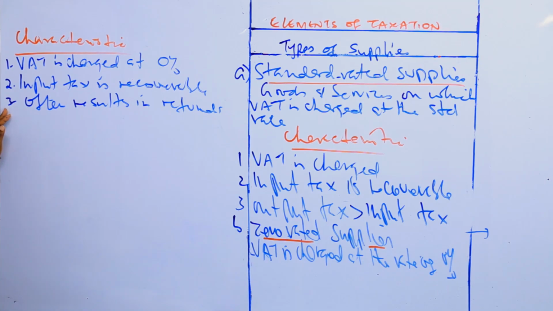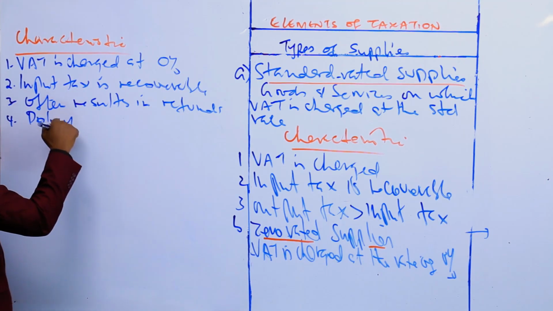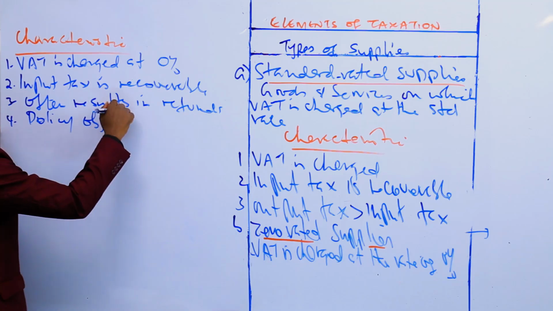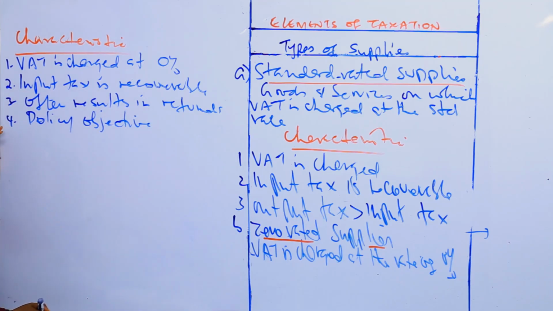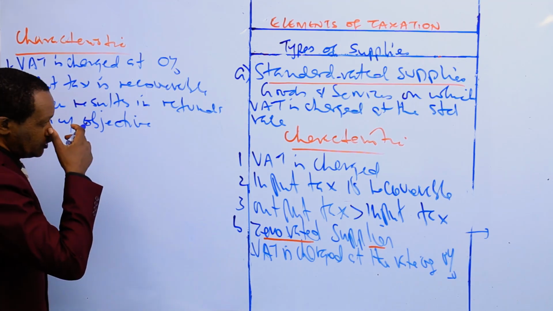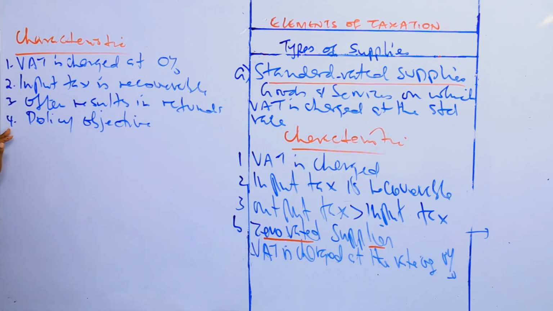Another characteristic is the policy objective. There is a characteristic related to policy. Zero rating is often used to make certain goods or services more competitive, for example exports, or even to reduce the tax burden on essential services or goods, because the final consumer does not pay VAT. You understand? It's a policy decision.